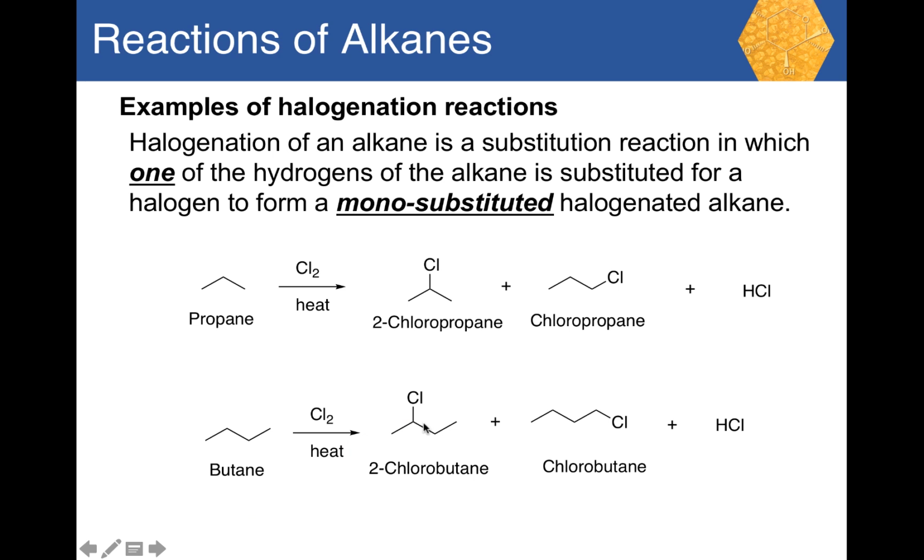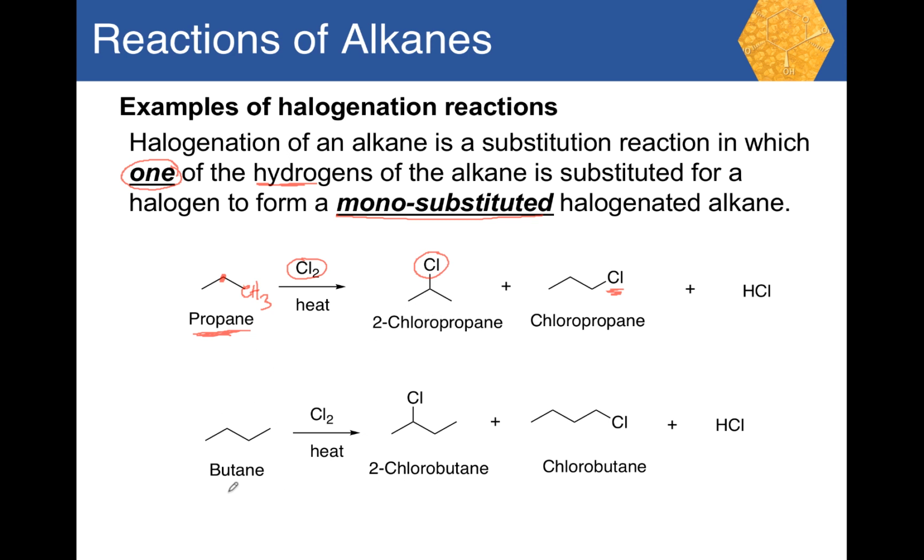Let's look at a couple more examples before we quit. Here is the line angle representation of propane. So if you're asked to predict the product of the substitution reaction, here are two hydrogens. So taking one off, we could have a product here. Here are three hydrogens, CH3. Taking off one, we could produce that. So we have two possible products. We call this mono-substituted because we're substituting just one hydrogen for a chlorine.